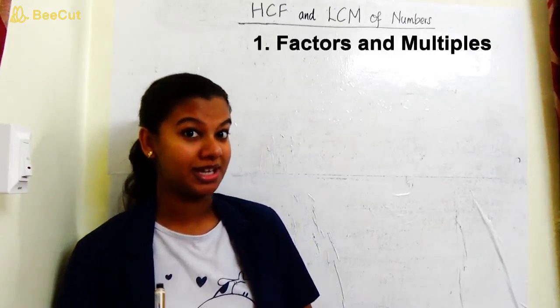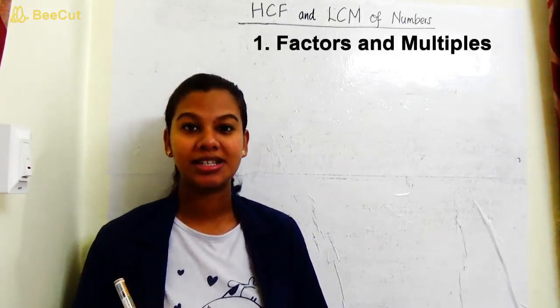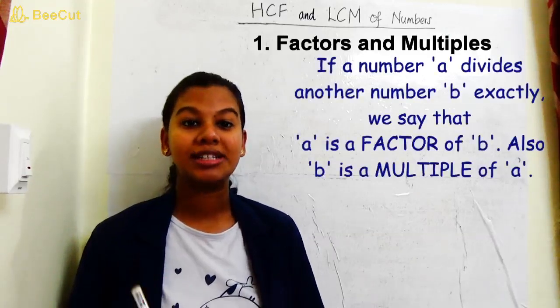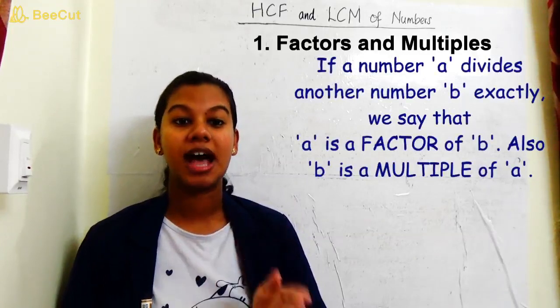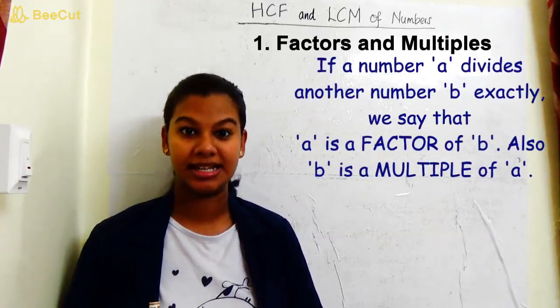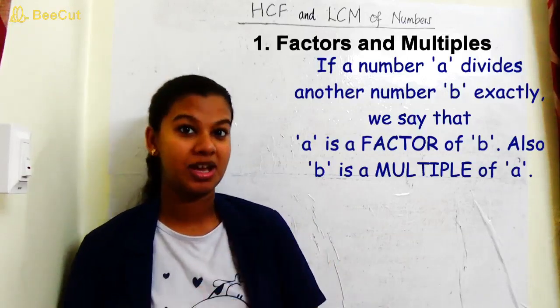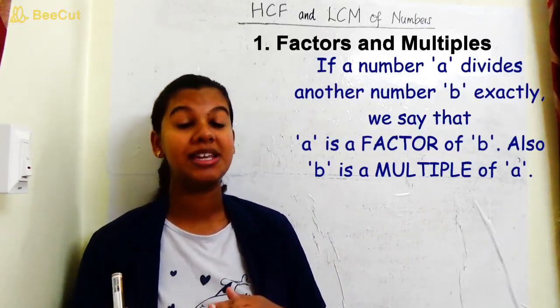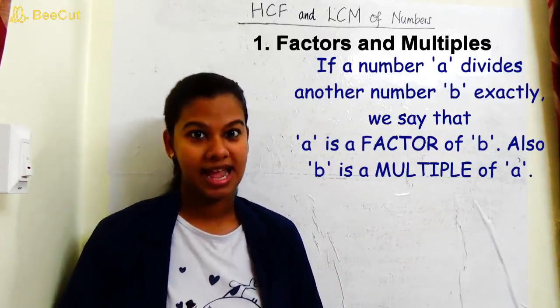The first topic is factors and multiples. If a number, say A, divides another number B exactly, then we say that A is a factor of B. Also we can say B is a multiple of A. Let's see with an example.